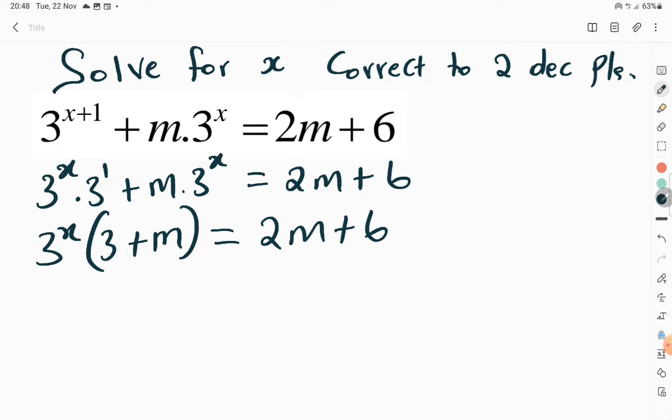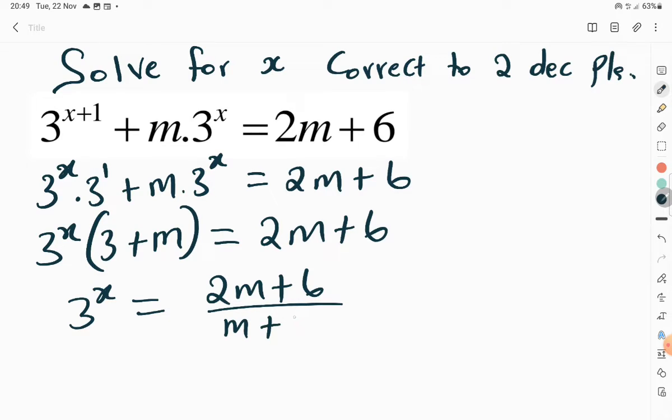Now, because you are looking for x, whatever has x must be on a separate part, so you divide both sides so that you are left with the exponential function on one side. So we'll have 3 to the power of x is equal to, when you divide both sides by 3 plus m, 2m plus 6 divided by m plus 3, which is the same as 3 plus m.